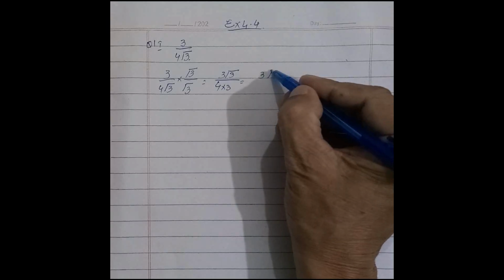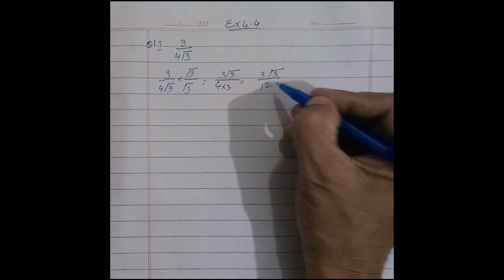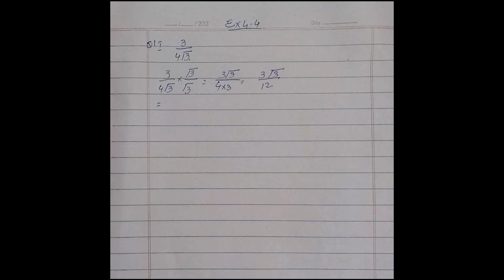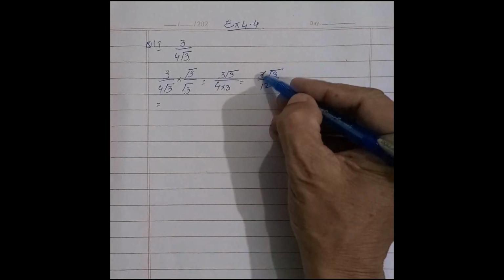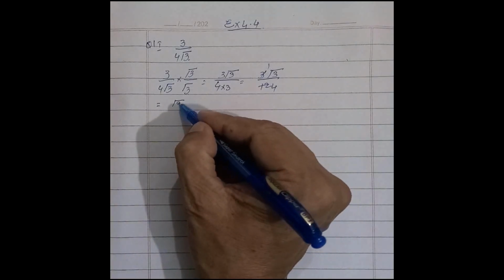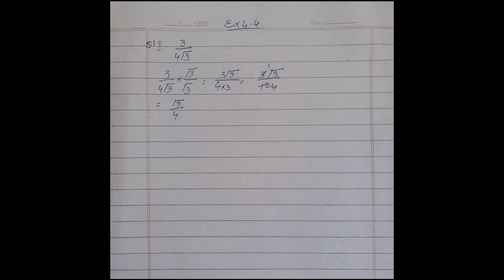The answer is 3 square root 3 over 12. And now we simplify these values. 3 ones are 3, 3 fours are 12. And the answer is square root 3 over 4.